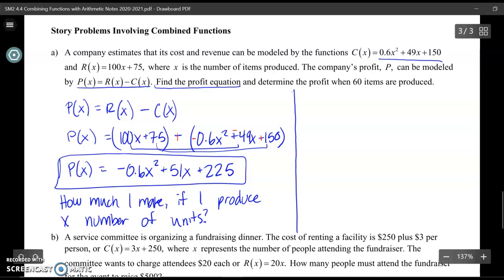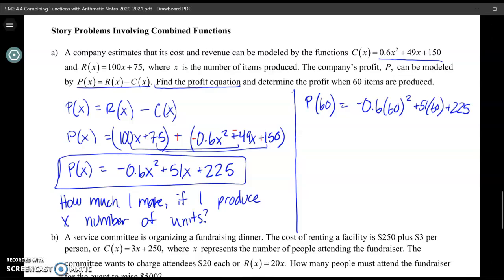So the second half of the question is determine the profit when 60 items are produced. So let's say I decide I'm going to make 60 things. How much money am I going to make? So the easiest way to do this would be to just find P of 60. So I plug in 60 for the x's to figure out how much money I would make when I make 60 things. I'm just going to plug this into the profit equation that we just made. And then I would just simplify this, and that would tell me how much money I'm making, which is definitely something that I would be interested in knowing.